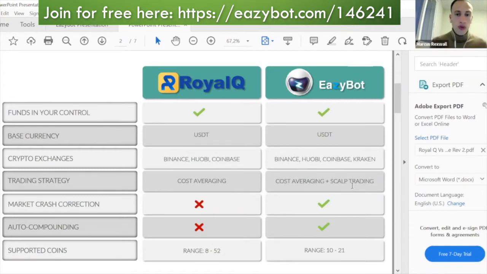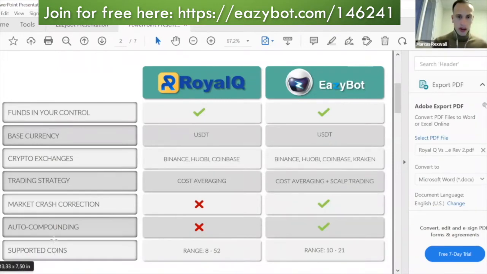So does RollQ have a market crash correction? No, they do not. That's why, after the market has gone down a lot, people get, quote unquote, stuck, where they have to wait for the market to swing back up again in order to generate profits. But with Eazybot, they have a market crash correction in place. So is there auto compounding with RollQ? No, you can do it manually, meaning that when you make profit, you have to manually put in a new trading amount for a higher buy-in amount the next time. This is done automatically with Eazybot.